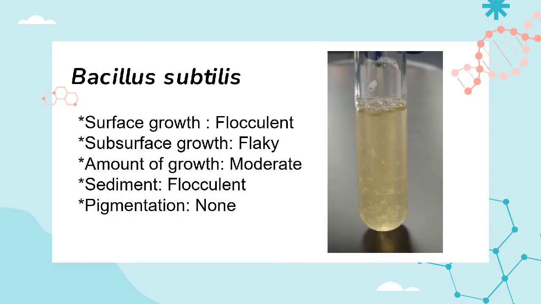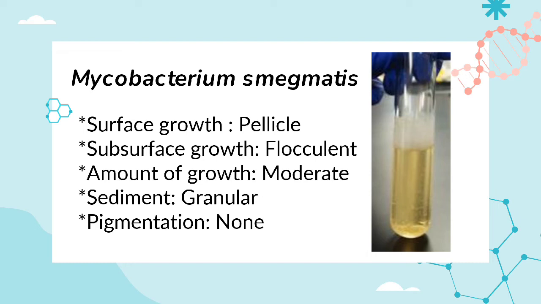The following are some examples of bacteria that were cultured in broth. Bacillus subtilis: surface growth flocculent, subsurface growth flaky, amount of growth moderate, sediment flocculent, pigmentation none. Mycobacterium smegmatis: surface growth pellicle, subsurface growth flocculent, amount of growth moderate, sediment granular, pigmentation none.